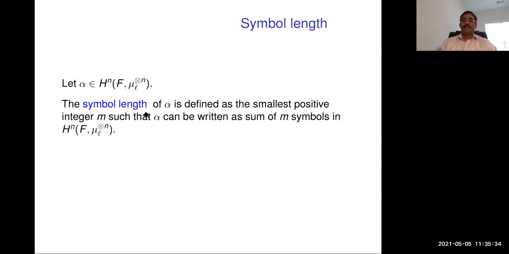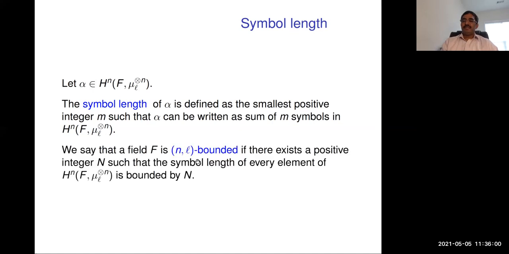And let's define the symbol length of alpha. It's the smallest positive integer m such that alpha can be written as a sum of m symbols in this H^n. So once again, if you look at a 2-torsion element in the Brauer group, we know that it is a tensor product of quaternion algebras. And what is the least number of quaternion algebras we need to write that as a tensor product in the Brauer group? So that's the symbol length.